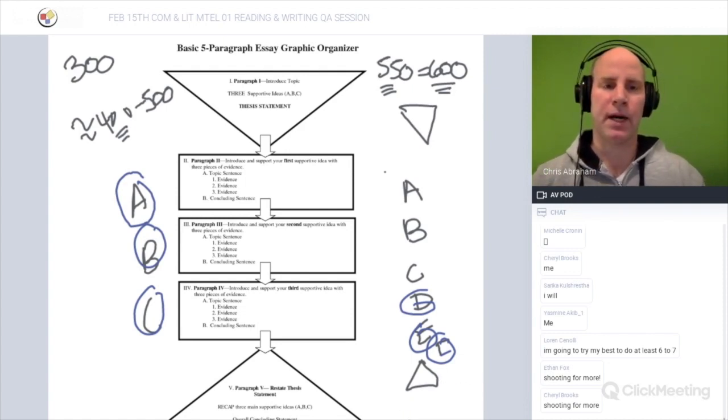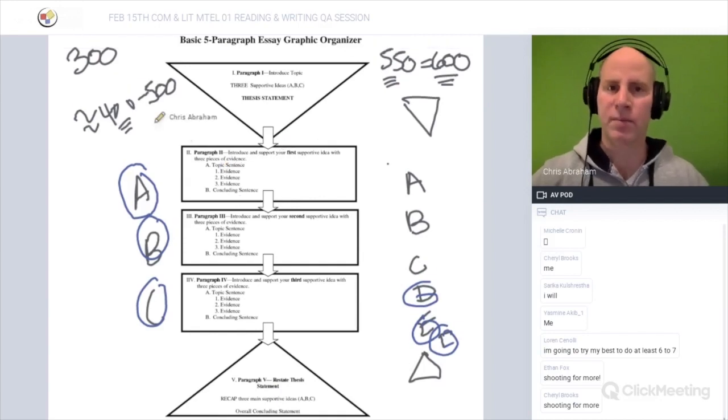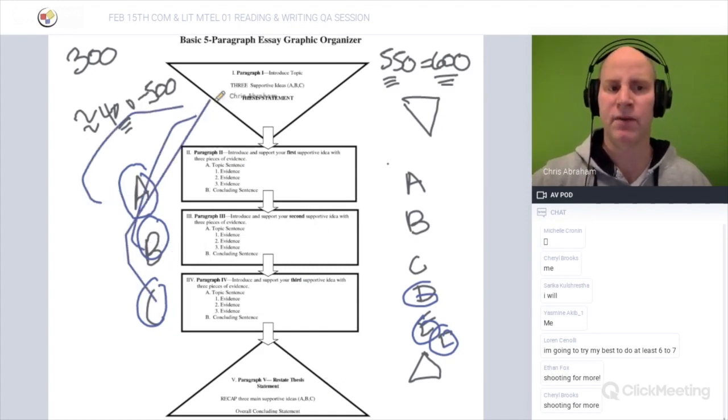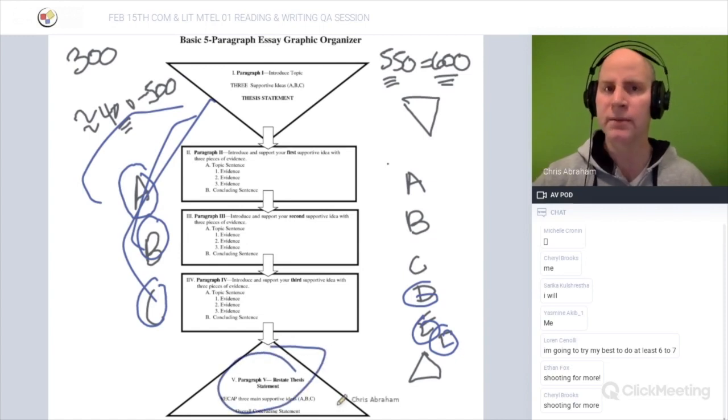Okay, and then we have our intro that previews all our ideas. We have our body of all those paragraphs. Each one of these is a supporting paragraph that backs up our thesis, whatever it is. And then we have our conclusion. Yes?